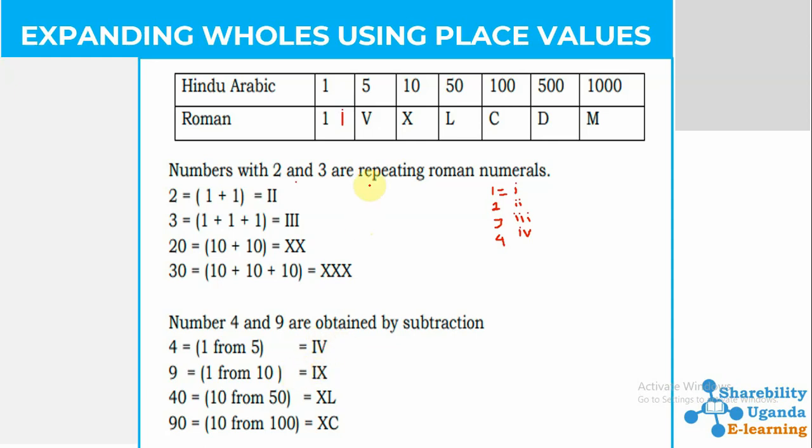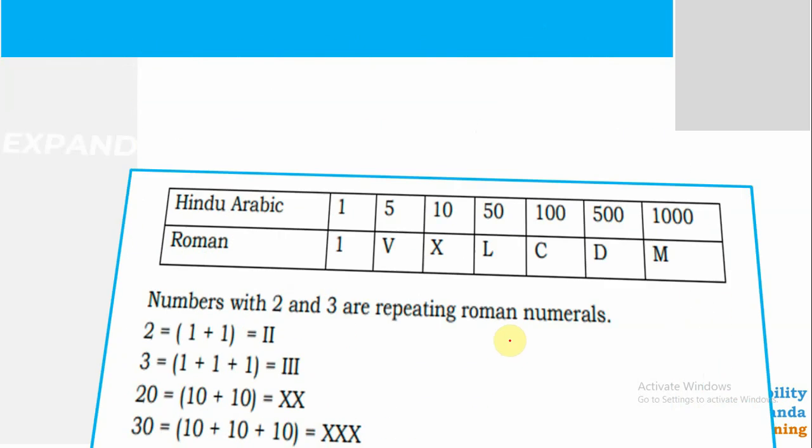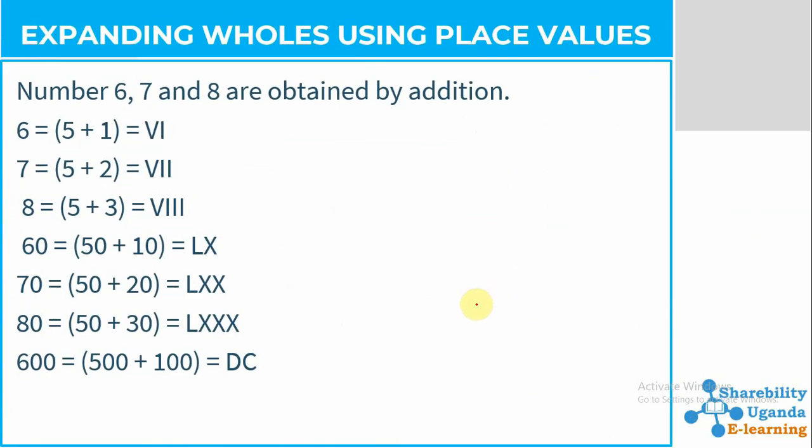Also for 9, we have our X as 10, and we subtract 1 from our X. That is IX. Also if we want our 40, then we subtract X from L, which is our 50. Then we have 90, and our 90 is just subtracting our X, which is 10, from our C, which is 100. So in Roman numerals we only need to identify and learn those symbols, as simple as that.